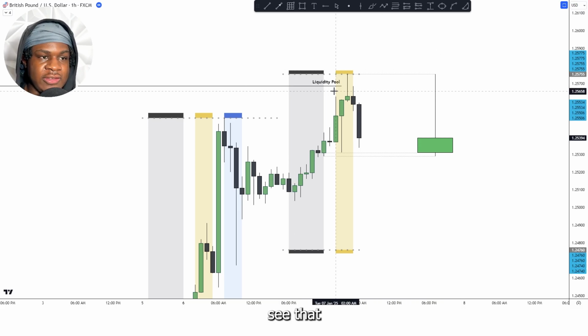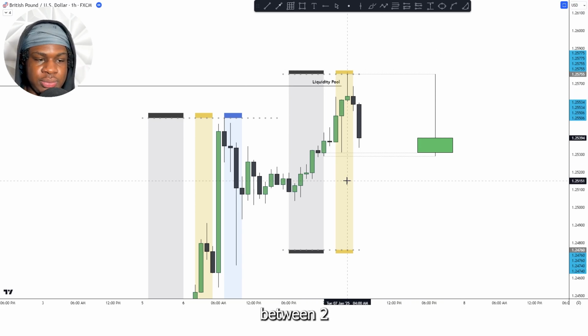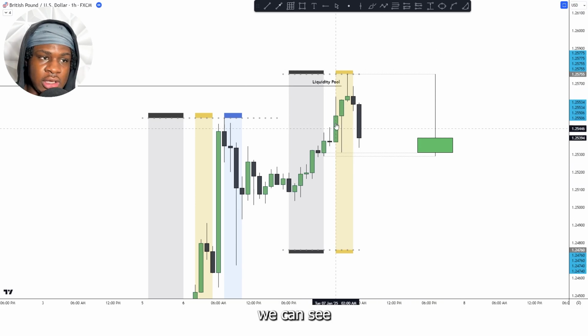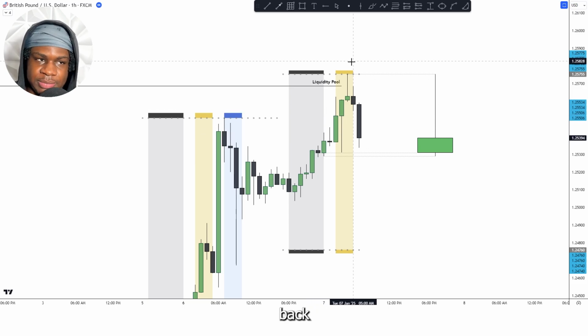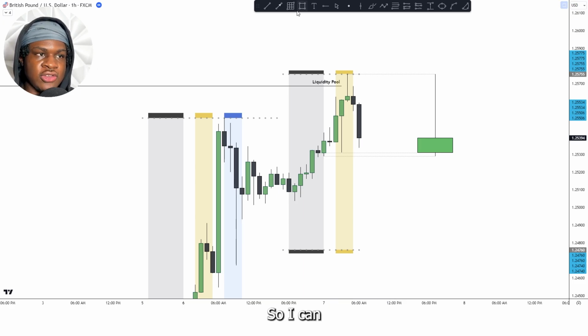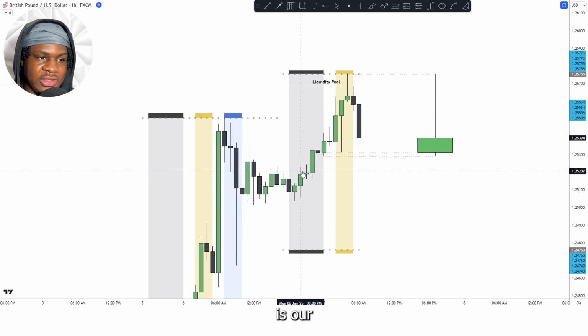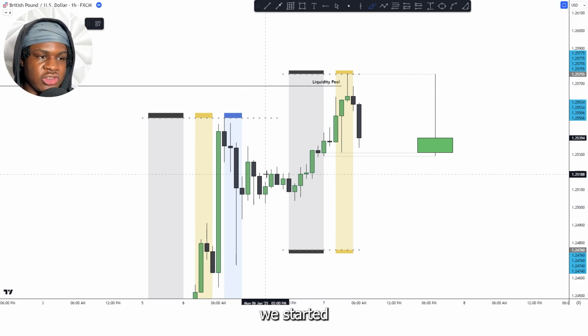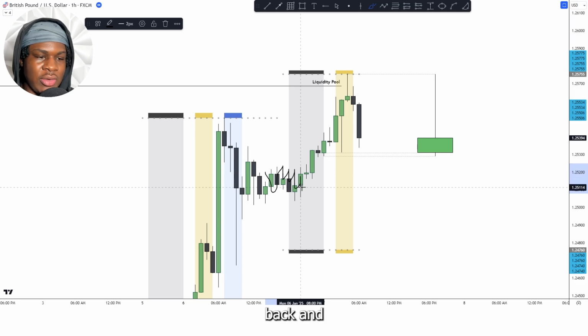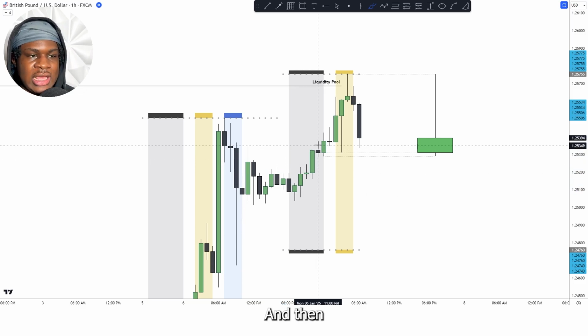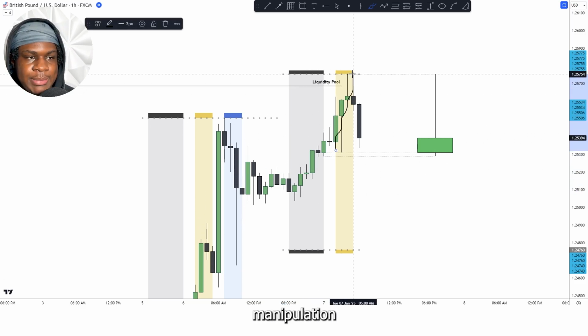So obviously we can see that during the London session here between 2 to 5 a.m. EST, price had that manipulation back higher. So obviously we came higher, swept a level of liquidity. So I can mark this rally higher during the London session as our manipulation move. And obviously this is our Asia session where we started off kind of rough, going back and forth. And then obviously during the London session, we had that manipulation higher.